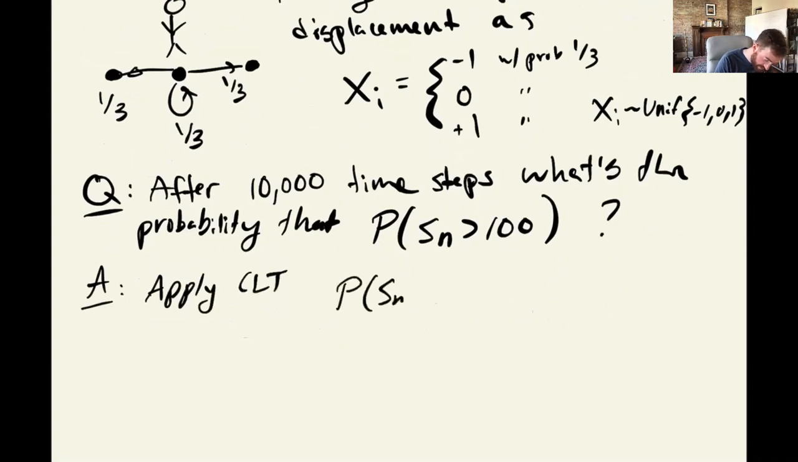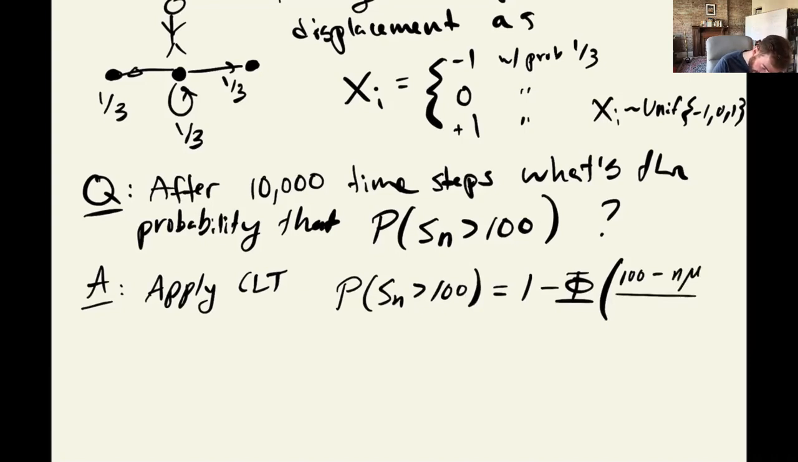This probability is the same thing as 1 minus the probability that he stays closer or goes to the left 100 steps. So 1 minus phi of, well, let's look at the formula again. It looks like 100 minus n times mu, divided by sigma times the square root of n.